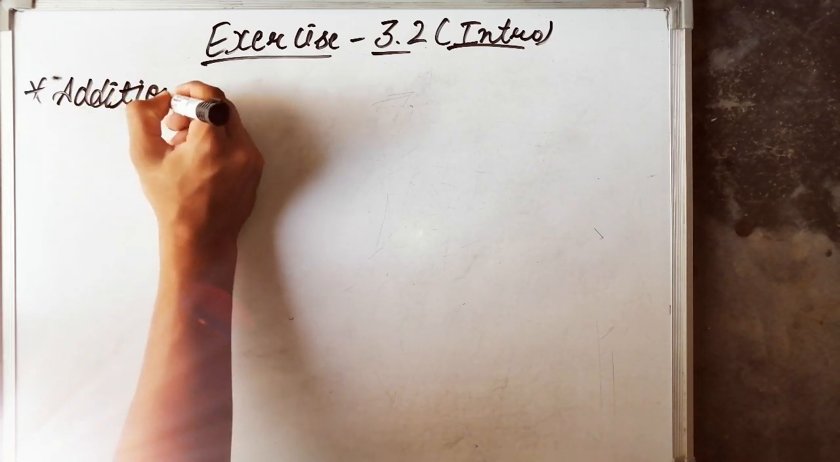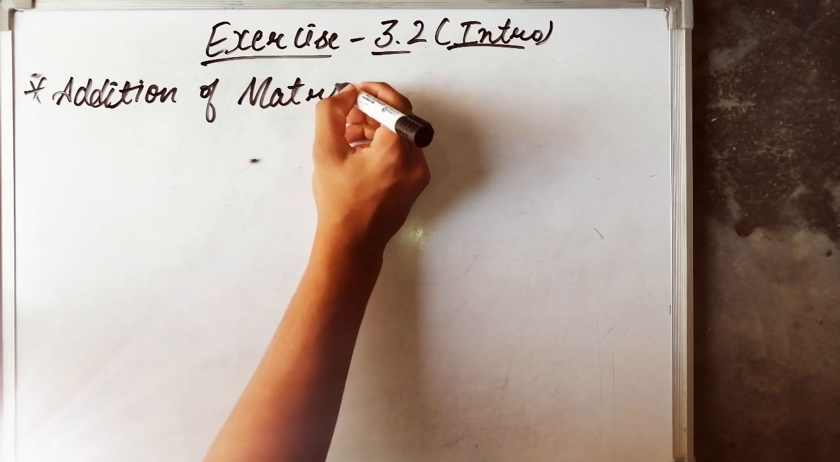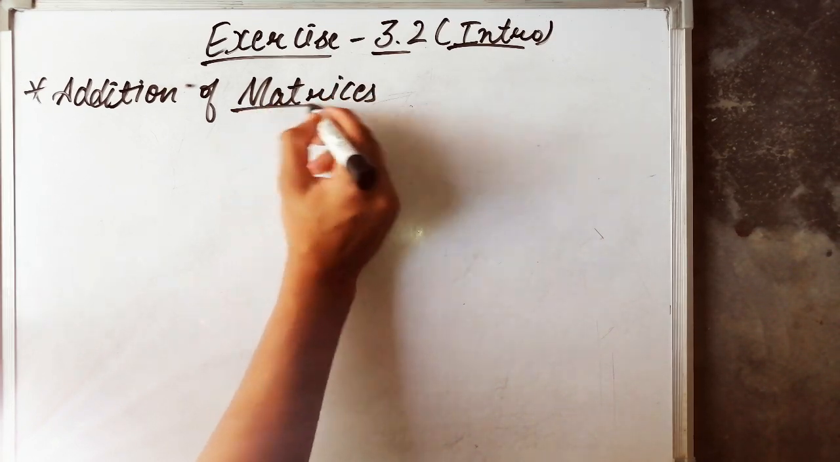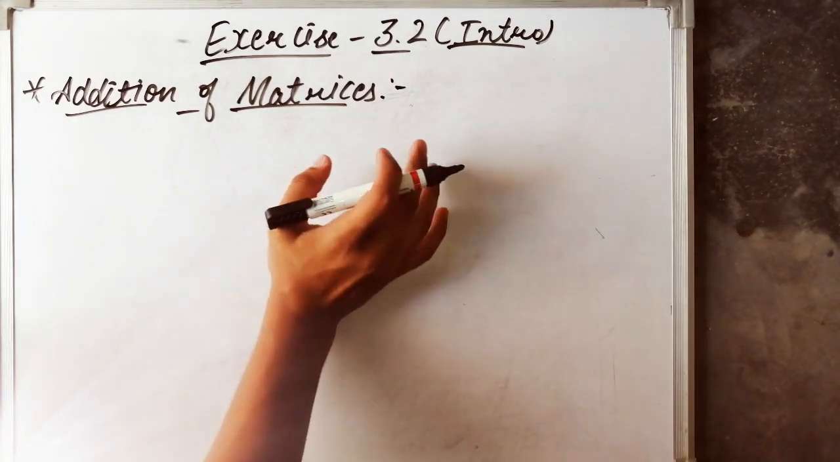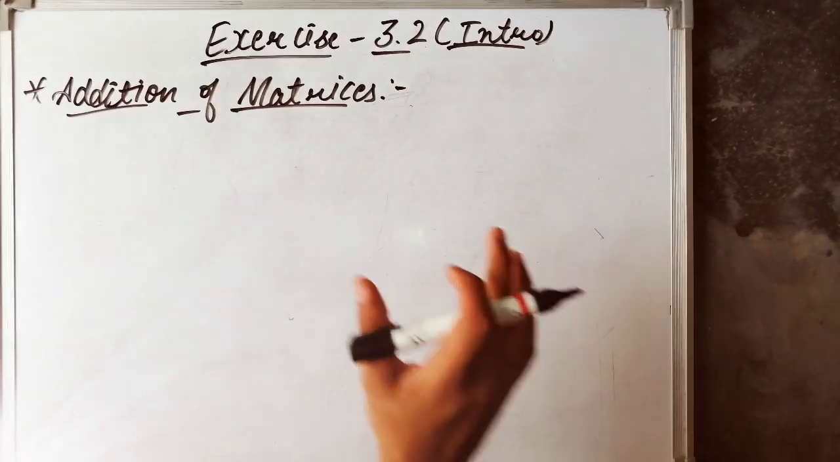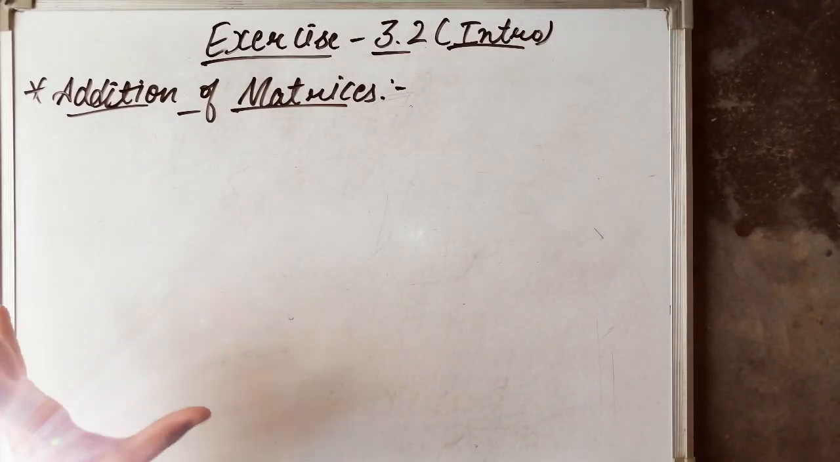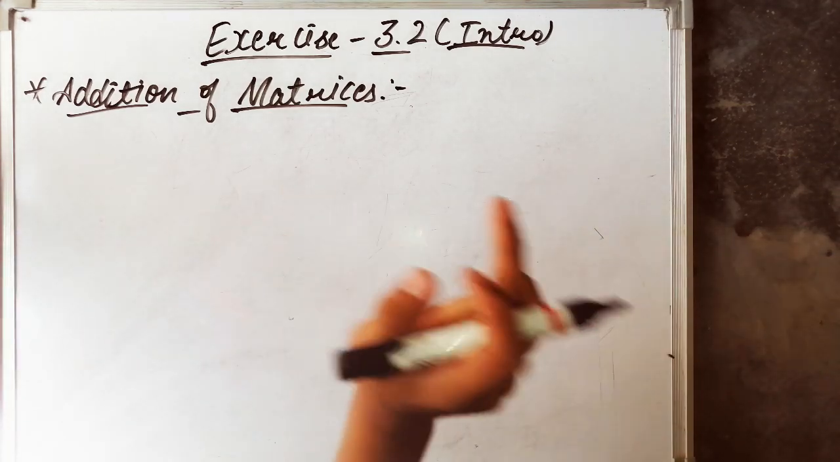Addition of matrix. Matrices is the plural of matrix, okay? That's why I have written here matrices. So what is addition of matrices? In addition of matrices, we simply add the matrices with their corresponding elements.